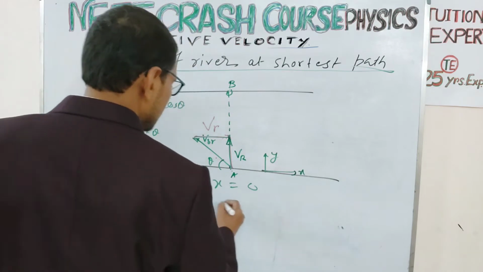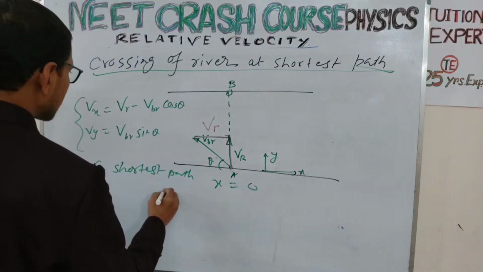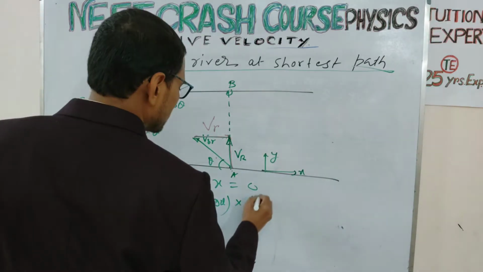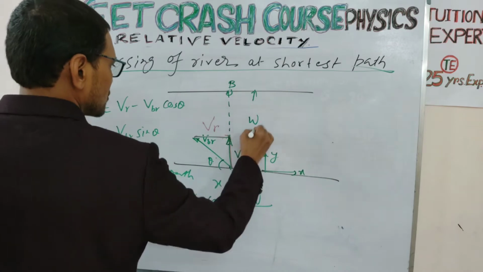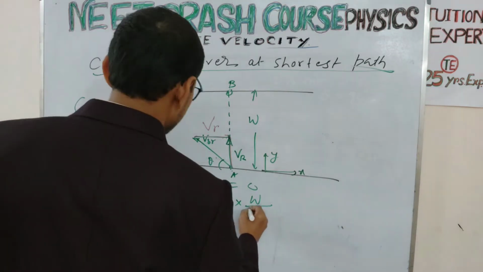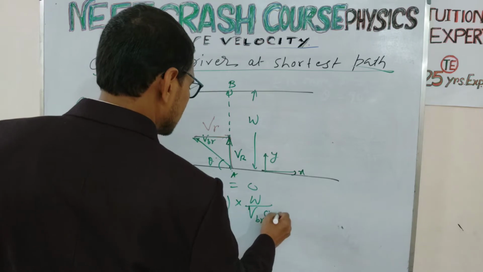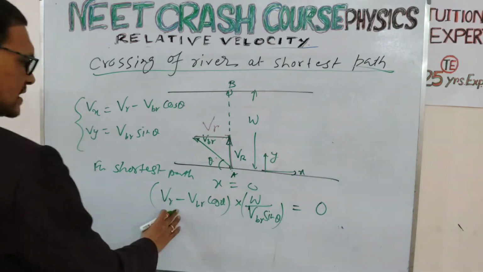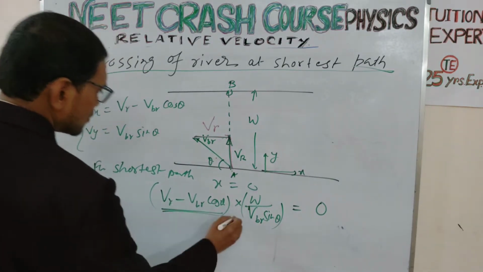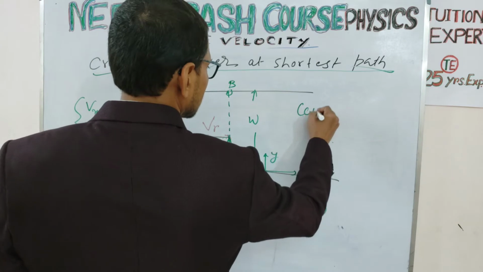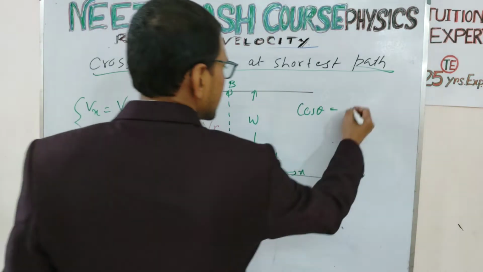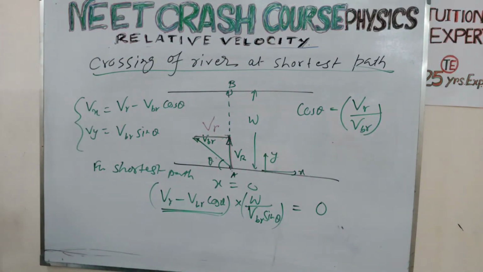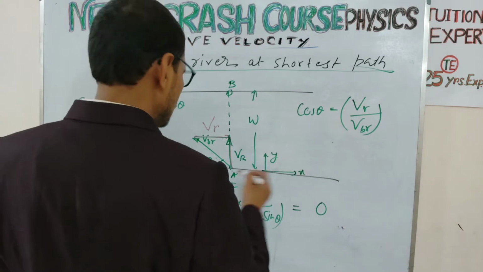Now what is drift? Drift is the velocity along the x direction into the time taken. Time taken is width by VBR sin theta. Now this drift is equal to 0, that is, the x velocity should be 0. So cos theta equals VR by VBR. From this we can get the angle theta.